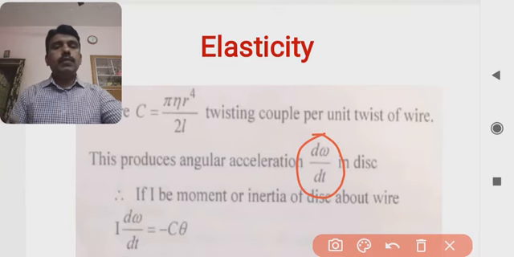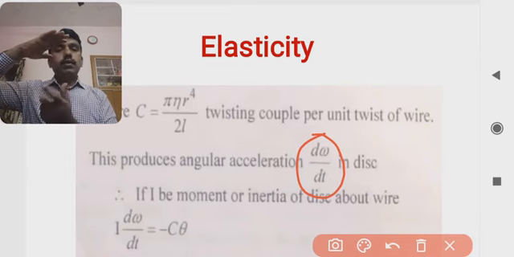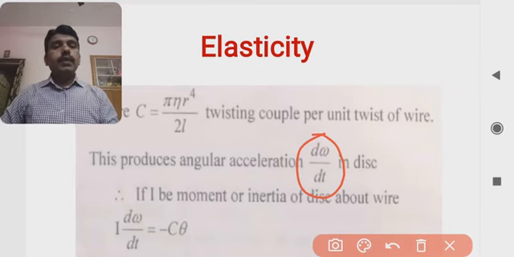Wherever you are not applying any external force, it will not try to change its original position, and that is the moment of inertia of the disk about the wire. Depending on how much twist or couple I apply, I will get the twisting couple continuously set up in that torsional pendulum. And that's why I can write I d omega by dt is equal to minus c theta.